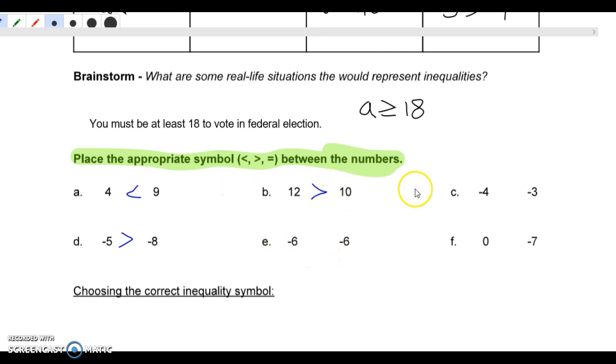I'm not going in order, but it doesn't really matter. So -6 is equal to -6, right? They're both equal. Again, on a number line, -3 is greater than -4, right? You'd rather owe somebody $3 than owe them $4. And then owing nothing is better than owing 7. So 0 is greater than -7.